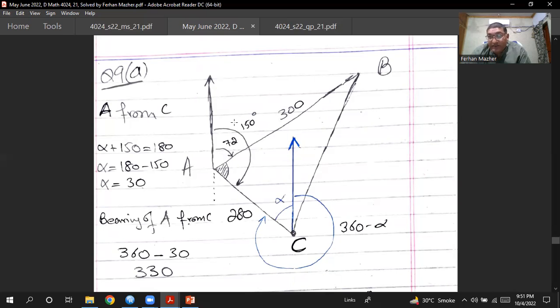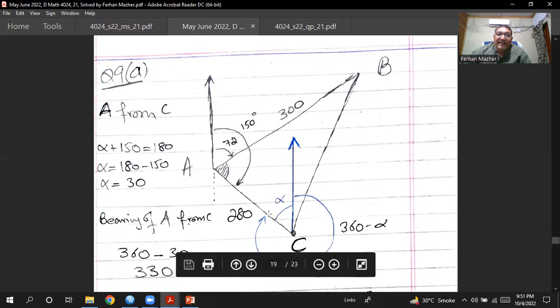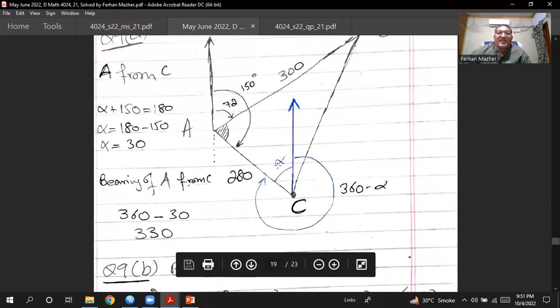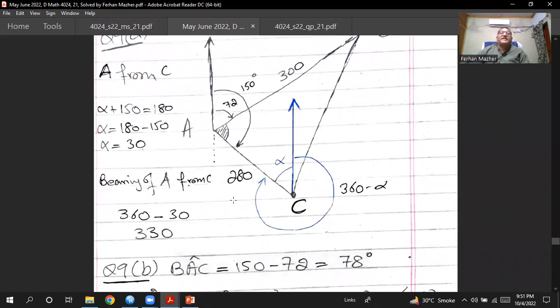The question is, what is the bearing of A from C? A from C means that you draw a north at C, and from that north, go clockwise to the CA line. So they're asking me to find that angle. That angle will be 360 minus alpha. I know the value of alpha, that is 30. So 360 minus 30, that will be 330. So that is the second method.